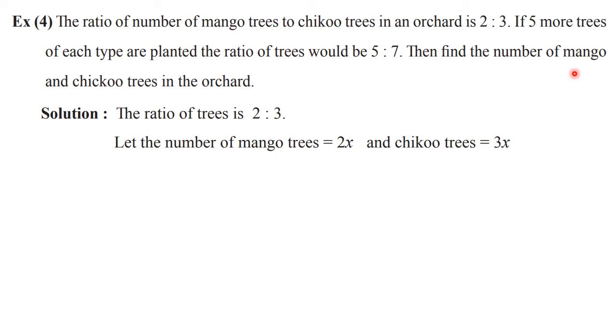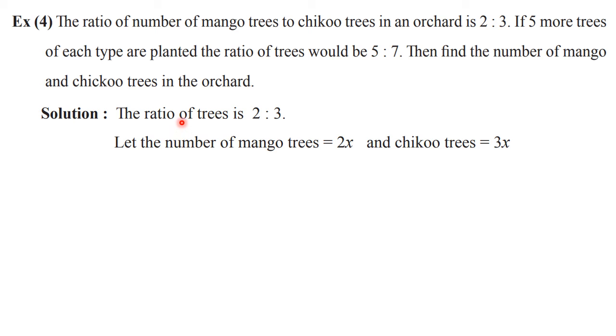Because we have to find out the number of mango trees and chiku trees. Okay, so simply you cannot write down the ratio and then use the condition. First of all, you have to take that common multiple, that constant, and then you have to write down these mango trees and chiku trees.